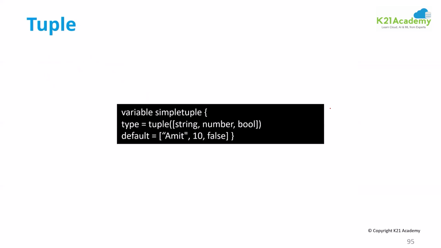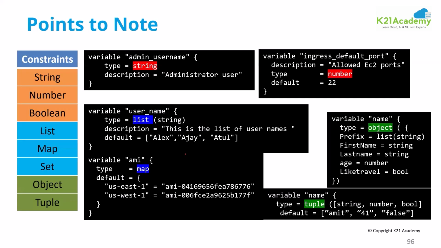Great. Then tuple, we just now discussed, is a combination of, you can see I have a string, I have a number, and I have a boolean. So that is why it is called a tuple. So this is a summary of each one of them. This is a string, number, list. With list, you have tuple. With map, you have object.